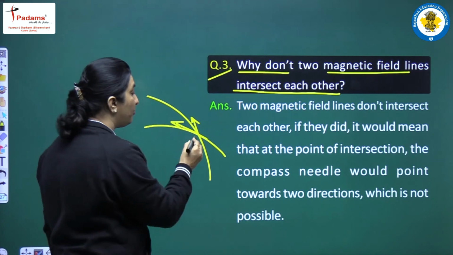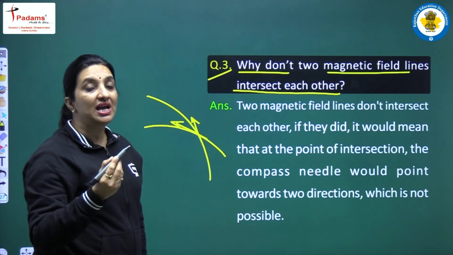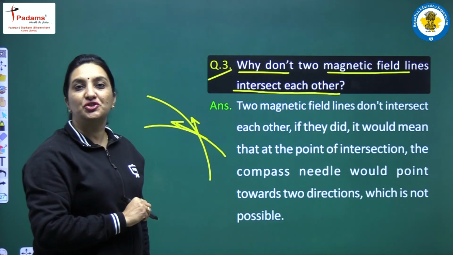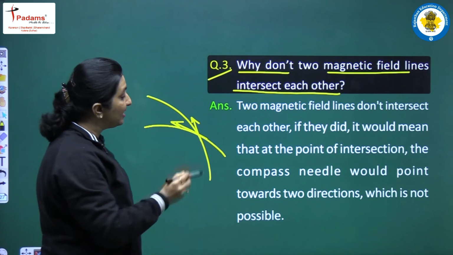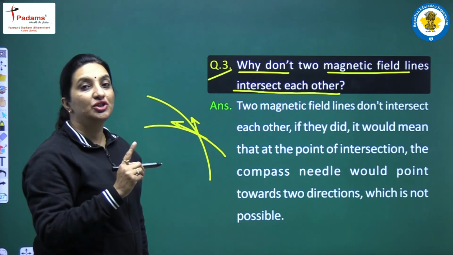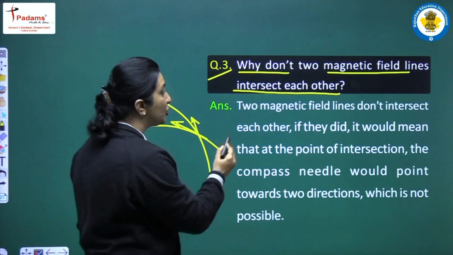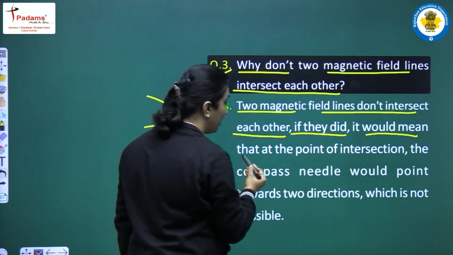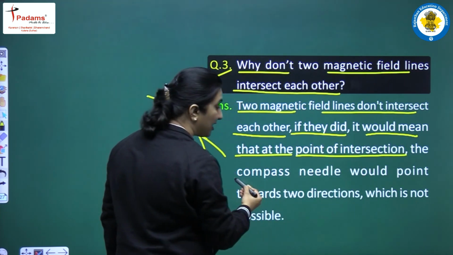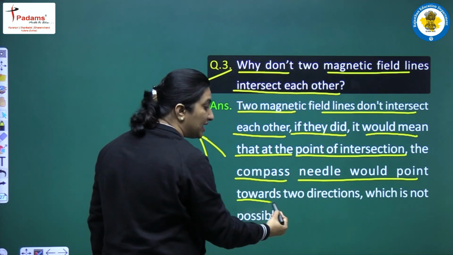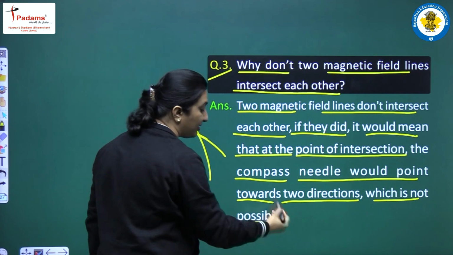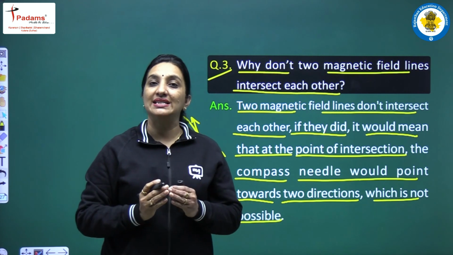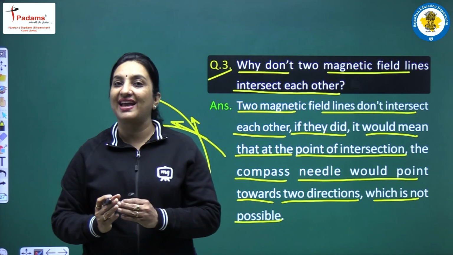No. So at the point of intersection, we must have two directions, but two directions of magnetic field at the same point is not possible. So what we say is that no two magnetic lines of force intersect each other. So two magnetic field lines don't intersect each other. If they did, it would mean that at the point of intersection, the compass needle would point towards two directions, which is not possible.